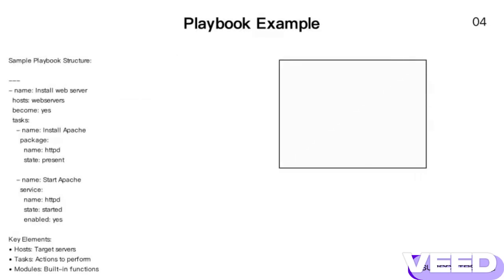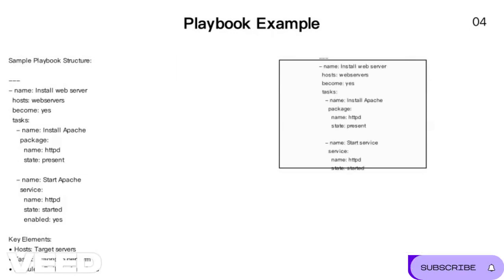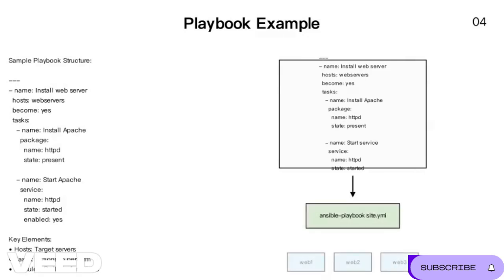The playbook is written in YAML format and defines tasks to install and start Apache web server on multiple servers. The playbook specifies the target hosts as web servers, uses privilege escalation with become yes, and contains two tasks: installing the Apache package and starting the service. When you run this playbook, Ansible executes these tasks on all specified servers simultaneously.